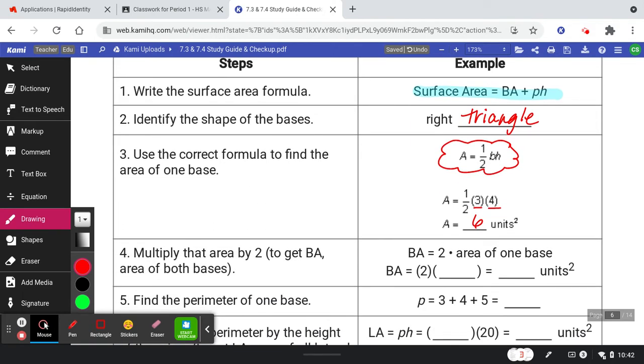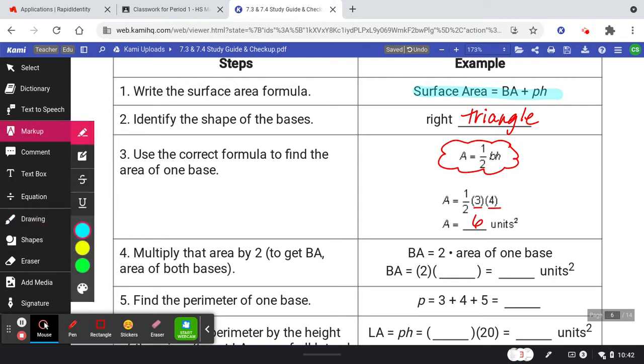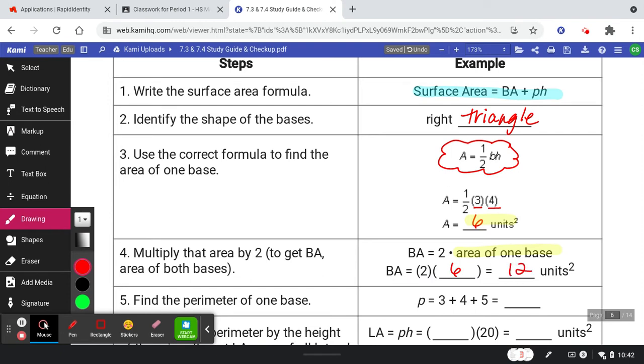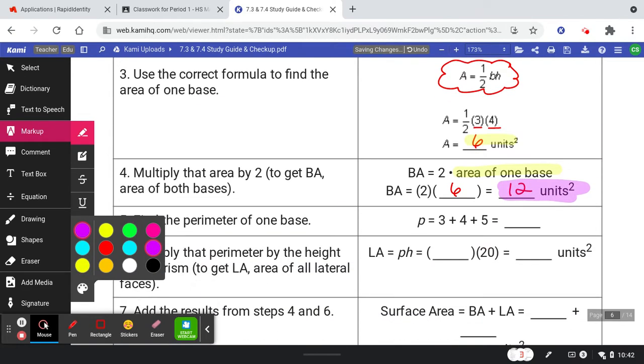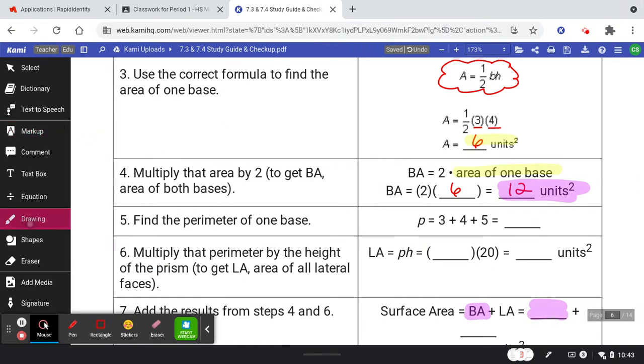But that's the base area of one base. So we need to multiply that by 2 to get 12 units as our full base area. And then this is going to plug in to the base area formula in just a second. Now we get the perimeter. Perimeter is adding up all those sides of that little base triangle. So 7 plus 5 is 12. My little perimeter is 12. And then the perimeter times the height of 20 gives me 240 units.